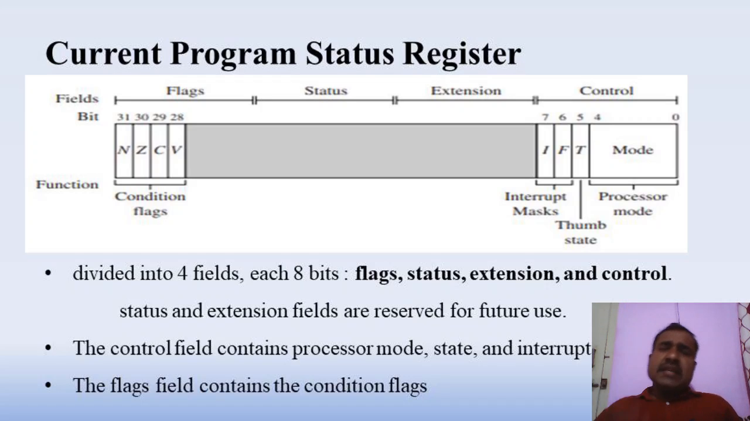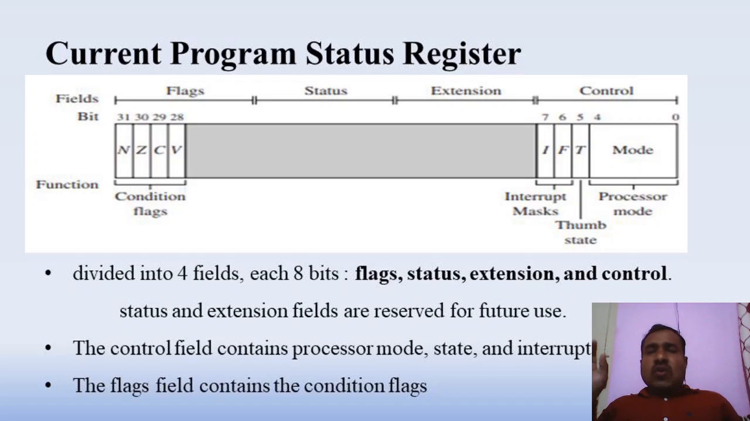The CPSR structure is divided into four fields, each of 8 bits. At the top, we can read flags, status, extension, and control. These are the fields in the CPSR. At present we are not using status and extension, but we are using flags and control.